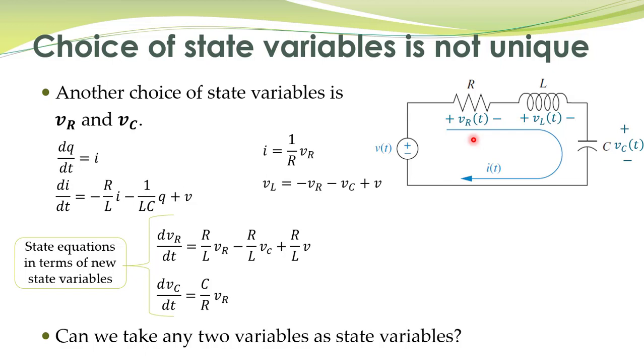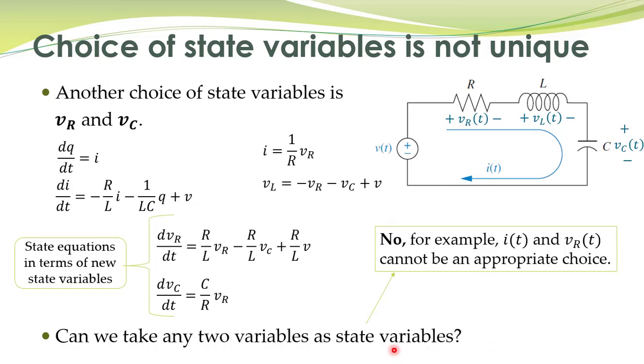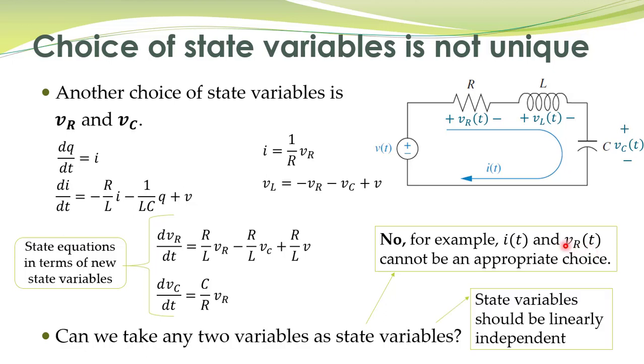Right. So if that set completely defines the system, that is, all other variables can be written in terms of those variables, then yes, but otherwise no. Any two variables cannot in general be taken as state variables. For example, you cannot take this I of t and Vr as state variables. Why? Because all other variables cannot be written in terms of these variables.